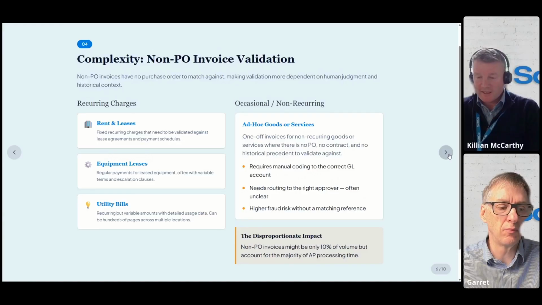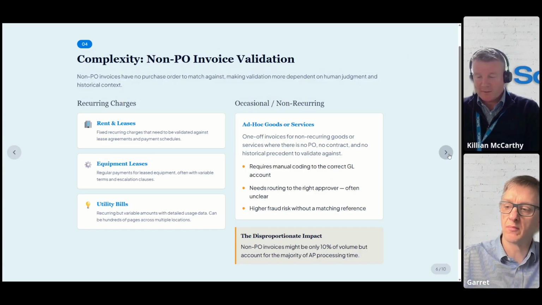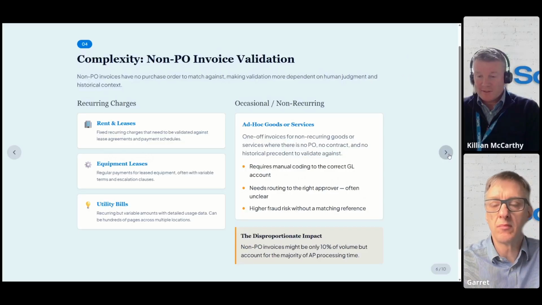If it's outside of that, we should look at sending it to the relevant person to confirm why that might be. It might be that additional service was needed, or equipment broke, and whether that's covered. But all of these things can create manual overhead.